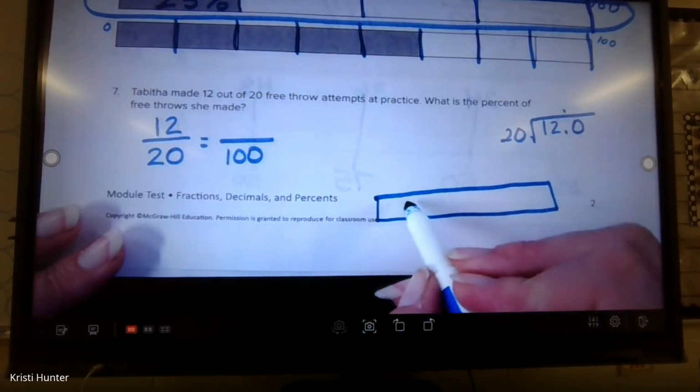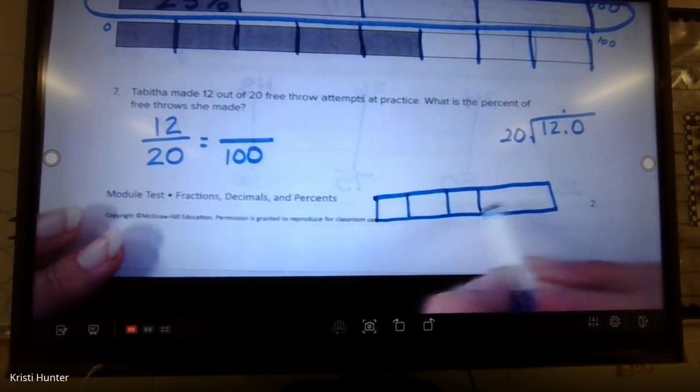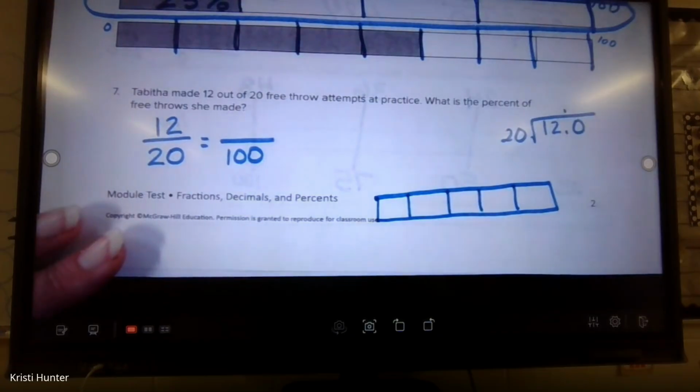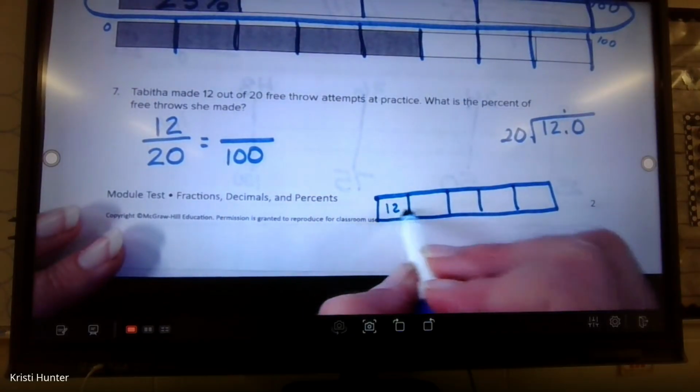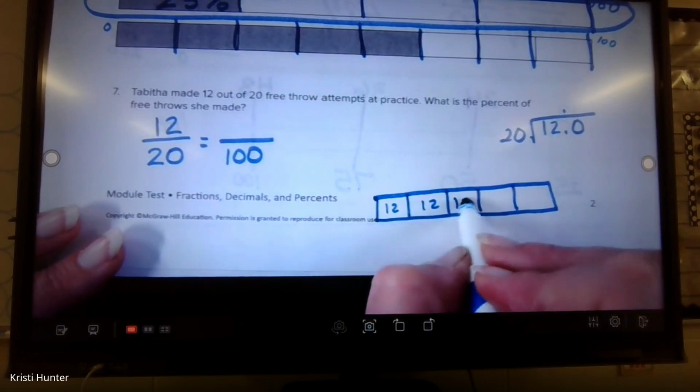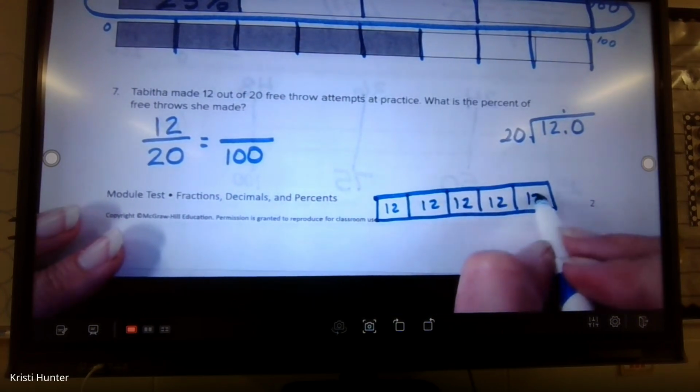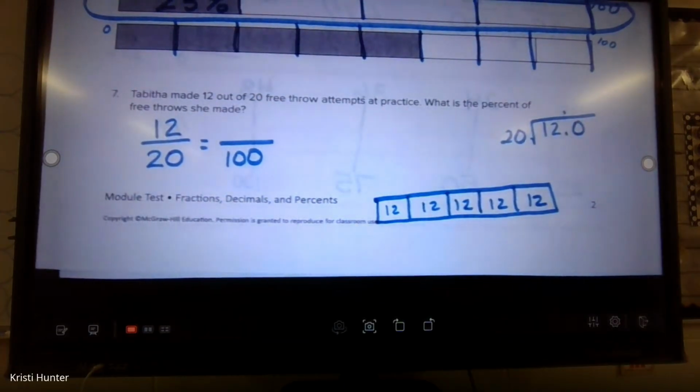Here's what you just told me. 20 is 1, 2, 3, 4, 5. If this is 12, 12, 12, 12, 12, that would get me to 100.